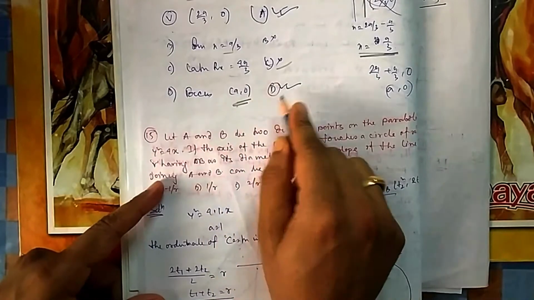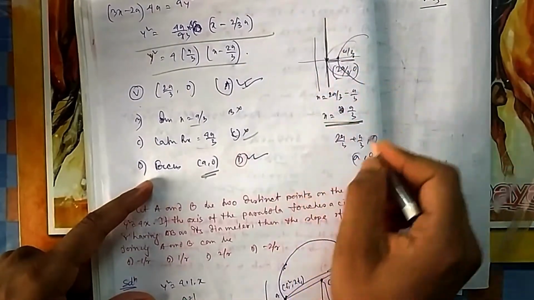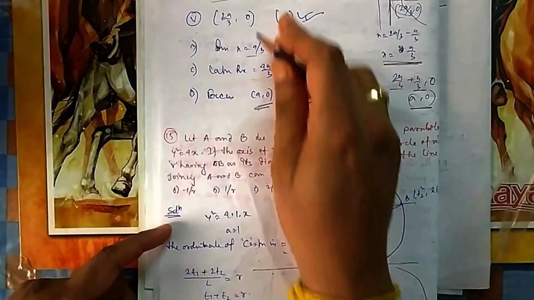Focus is a comma 0. So you can see what the focus is, because you have to go a by 3 distance from here. So 2a by 3 plus a by 3, so that is a comma 0. So focus is correct. So A and D are correct.